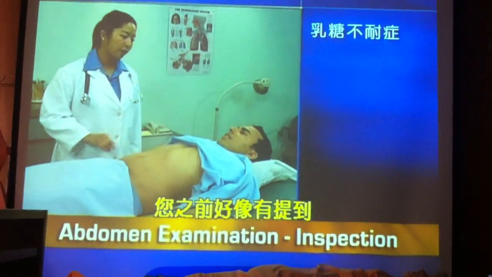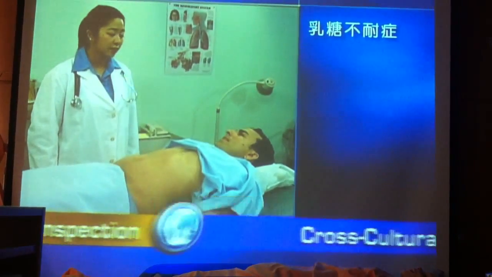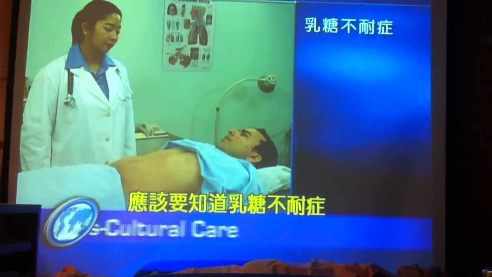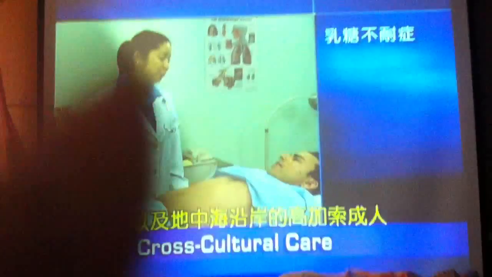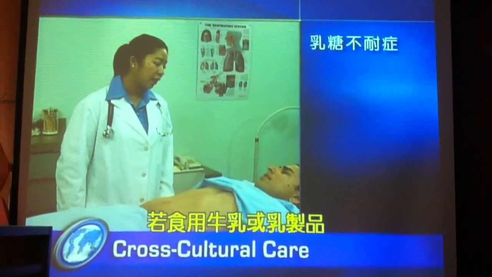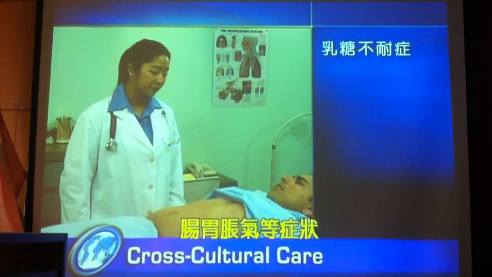When we talked earlier, you mentioned that you had some trouble with bloating. Are you lactose intolerant? Be aware that lactose intolerance affects 70 to 90% of Asian, Black, Native American, and Mediterranean adults. It may cause abdominal bloating, pain, and flatulence if milk or milk products are consumed.